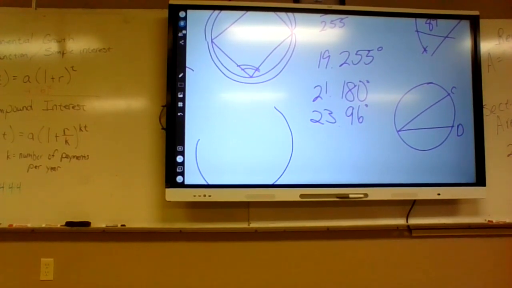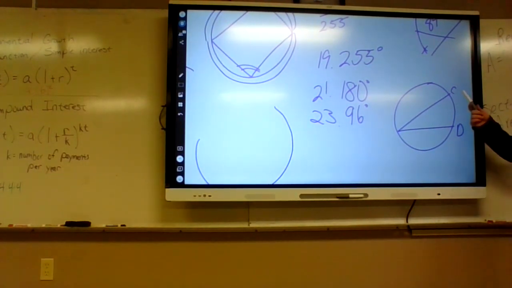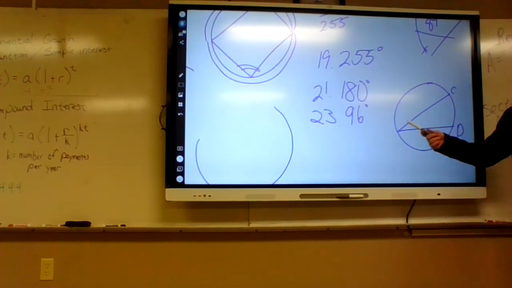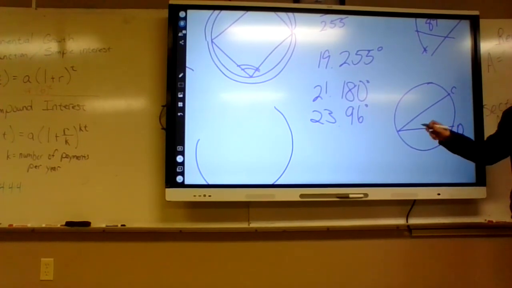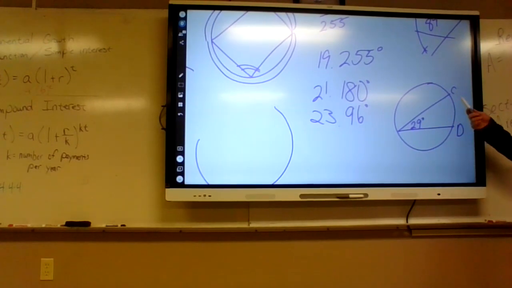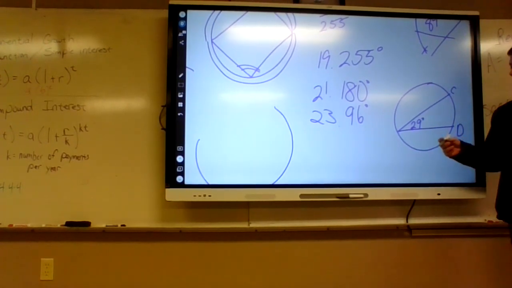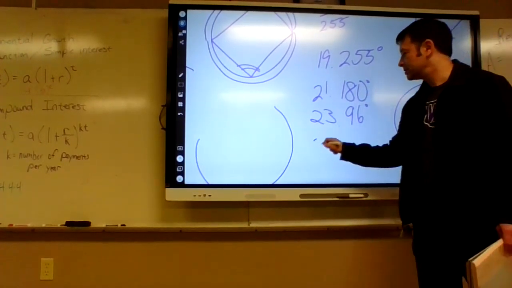So there's a lot more lines in the picture, but arc CD has an inscribed angle that goes with it. Did you guys notice that? Okay, what was the inscribed angle? How many degrees was it? 29 degrees. So if an inscribed angle is 29 degrees, how do we find its arc? Double it. 29 times 2 is 58.